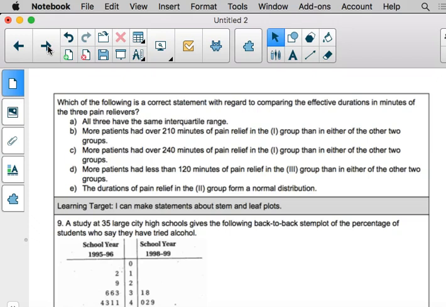Well, if you look at them, that's not true. Those box lengths are not the same. And remember, the interquartile range is the length of the box. So I'm going to rule that one out right away. That is not true.